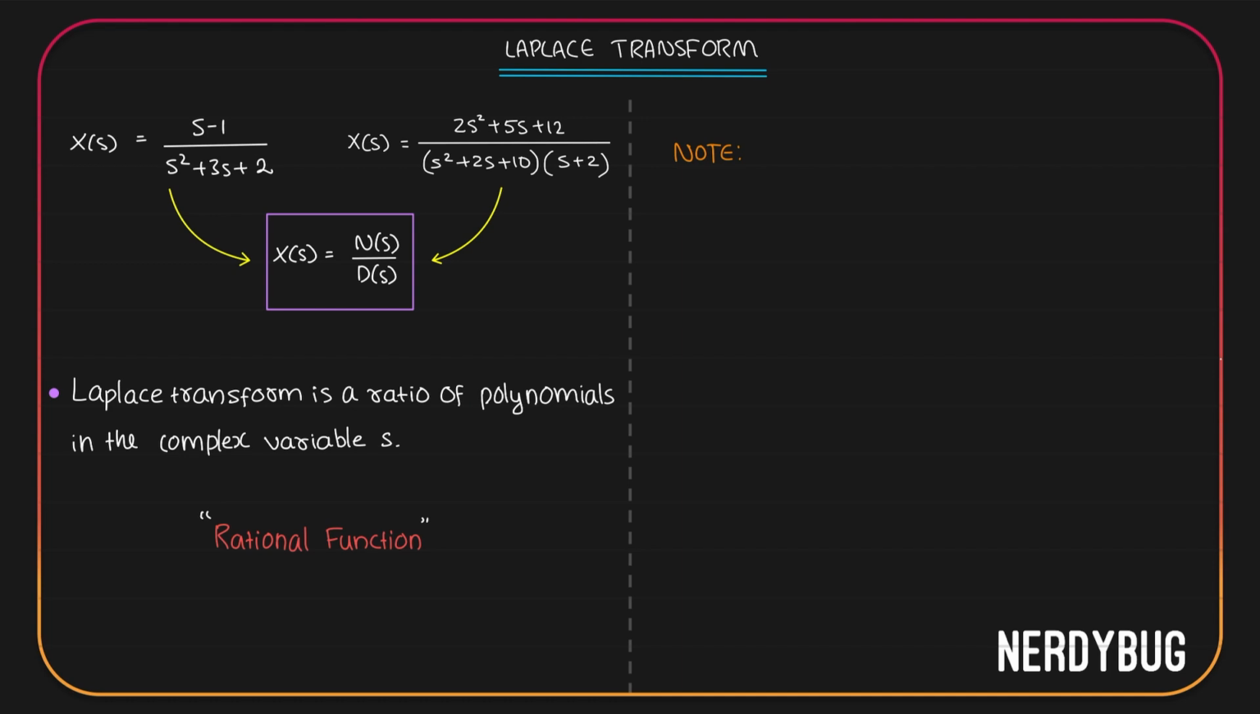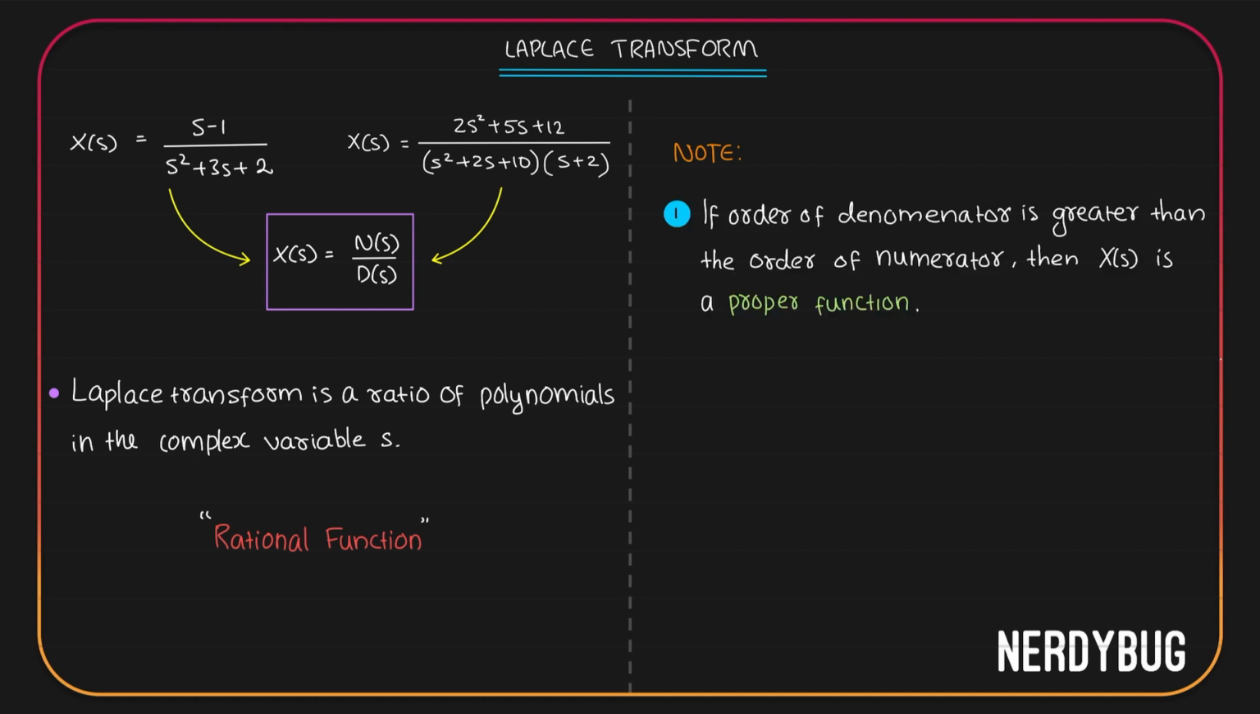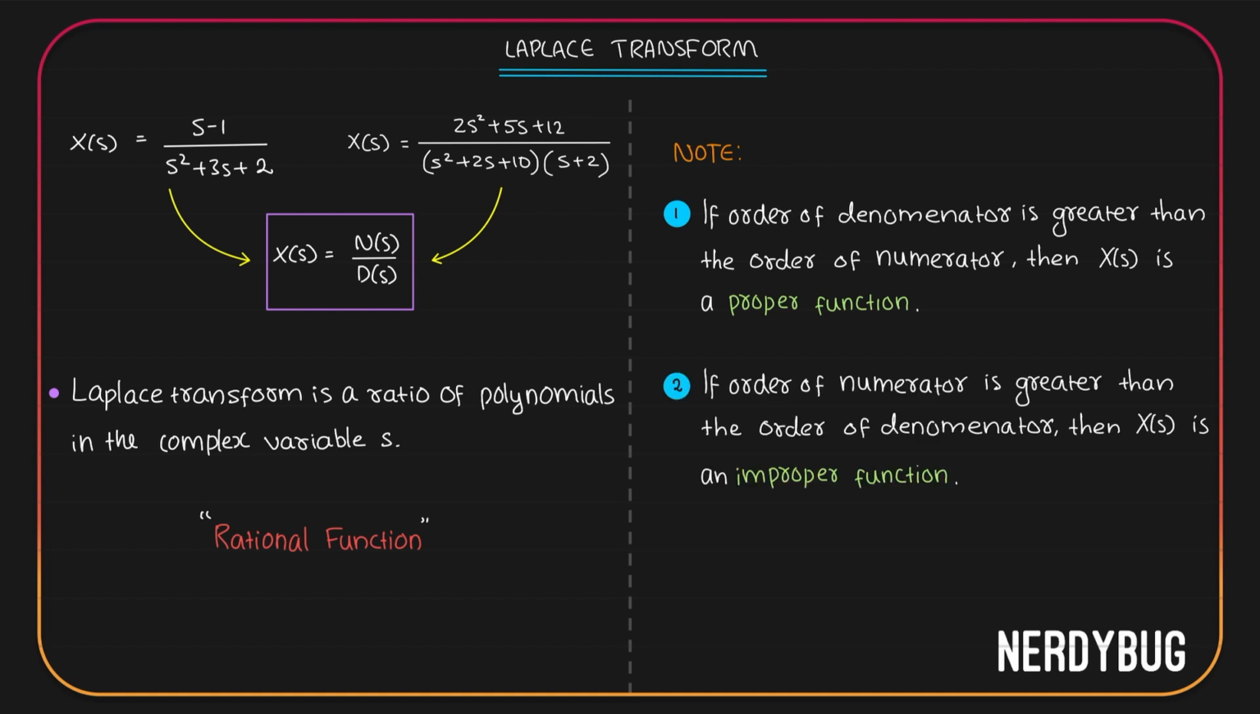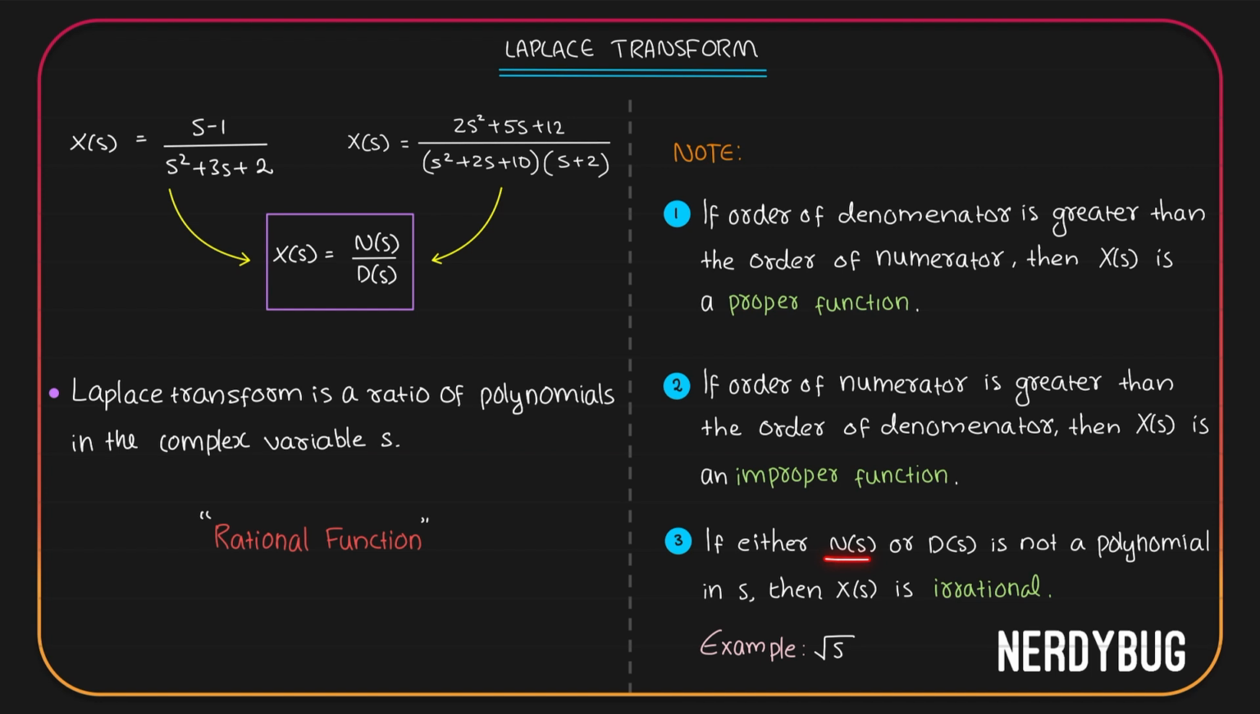There are some more things we can note from here. The first one is, if the order of denominator is greater than the order of numerator, then we can say x of s is a proper function. On the other hand, if the order of numerator is greater than the order of denominator, then we can say x of s is an improper function. Also, if either n of s or d of s is not a polynomial, then x of s is not a rational function, it is an irrational function.